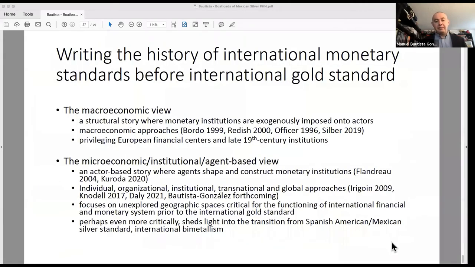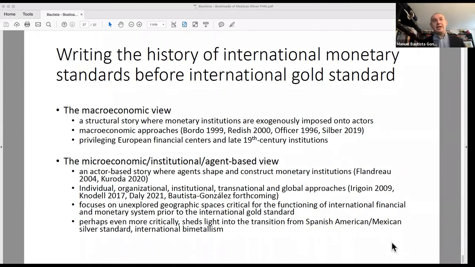And so very briefly, my concluding remarks are: how do we write then the history of monetary standards prior to the arrival and the widespread adoption of the international gold standard? One can go with the macroeconomic view, better known as being presented in the works of Bordo, Redish, and others, which is rather a structural story where monetary institutions are exogenously imposed onto actors. The problem with this story is that it privileges European financial centers and late 19th century institutions as drivers for the explanation of what was happening before.